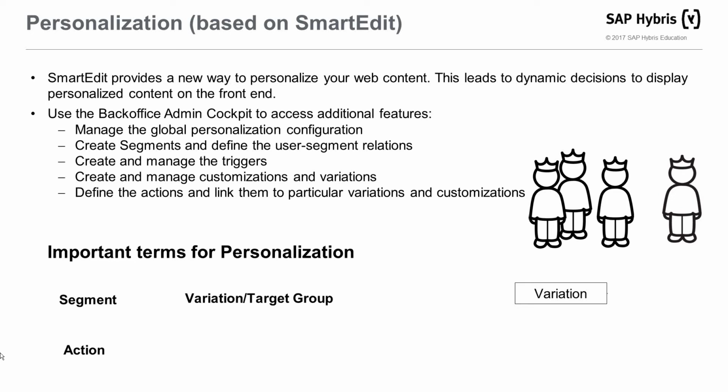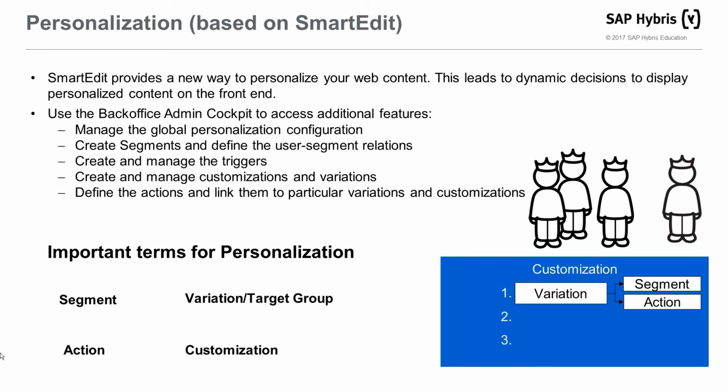Actions. A variation is linked to actions. Each action represents a changed element of the customization that makes it more personalized. An example of such a change could be: display a specific component, activate a specific promotion, use a boost rule for search results. Customizations. Customizations group multiple variations together. The important fact is that only one variation per customization can be active for a user at a given time. Variations inside of a customization are sorted by priority. Customizations also define priority among each other.